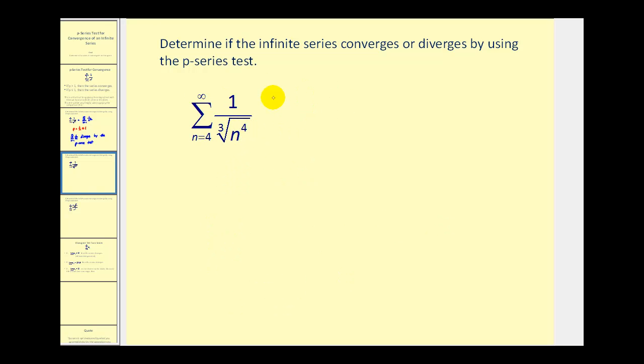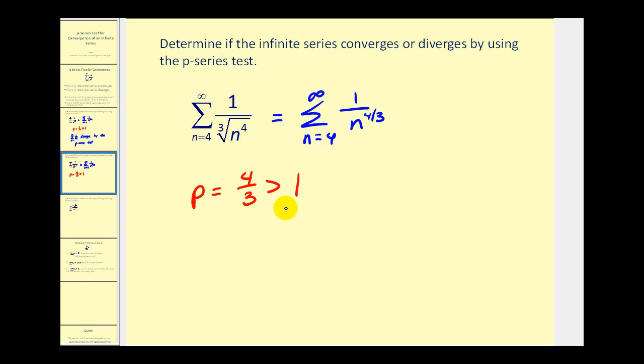So for this example, we can rewrite this as the summation from n equals 4 to infinity of 1 over n to the, remember it's the exponent over the index, this would be 4/3 power. So our power is equal to 4/3, which is greater than 1, which is enough information to determine that this series will converge by the p-series test.